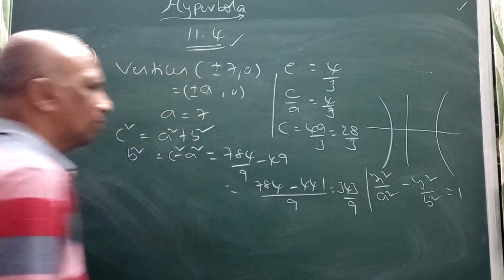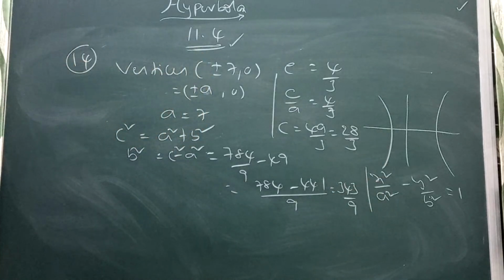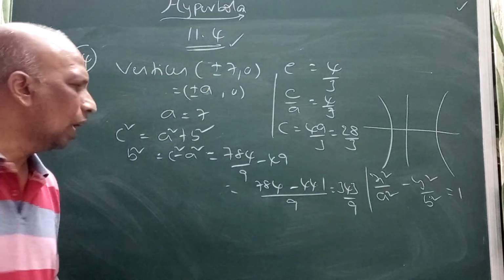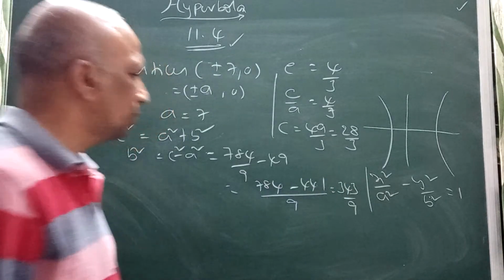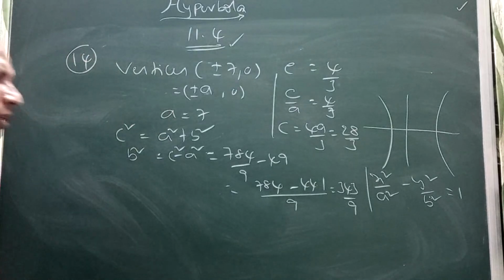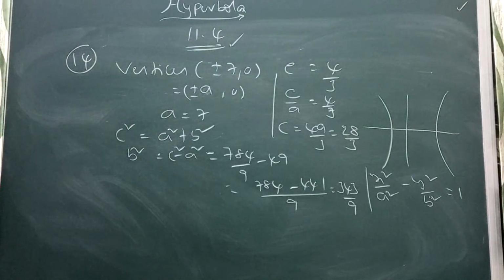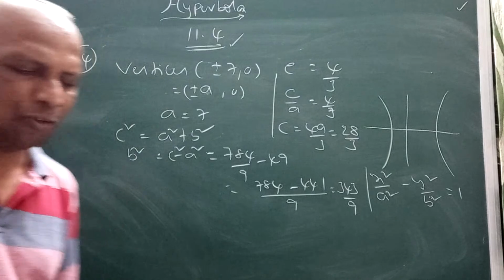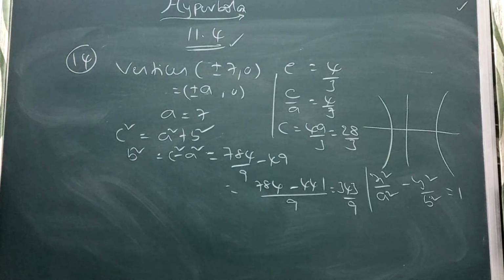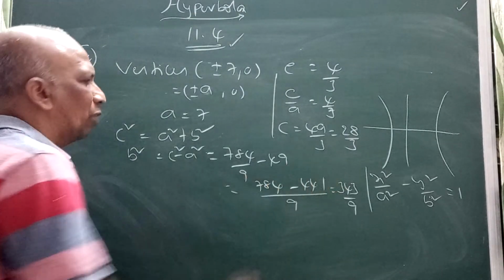343 by 9. Correct? You can verify that. I'm subtracting this one, you will get yes, 343 by 9. Correct. That is right. We got 343. This is b square only, 343 by 9.